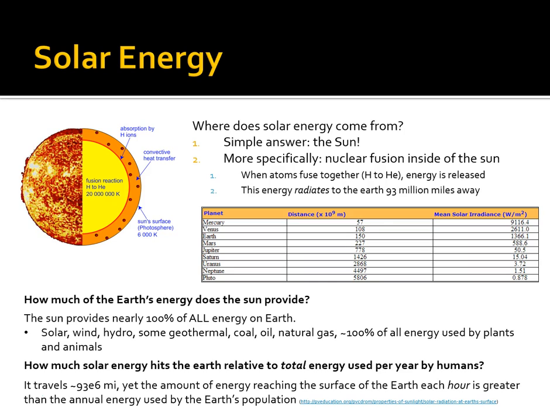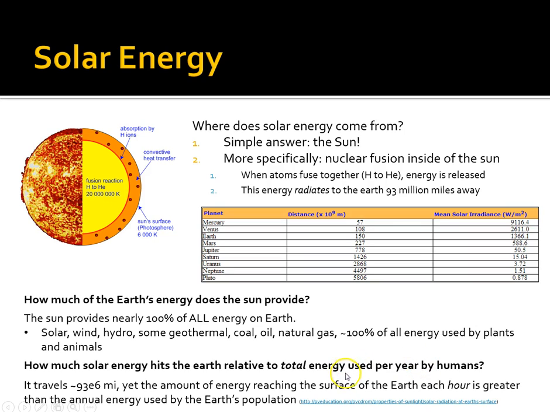If we could fully capture 100% of all the solar energy that hits the Earth in any given hour, we could actually power all human activity for an entire year. Now, there are a lot of reasons why this is not possible and not even desirable. I mean, we don't actually want to turn off the sun, so to speak.